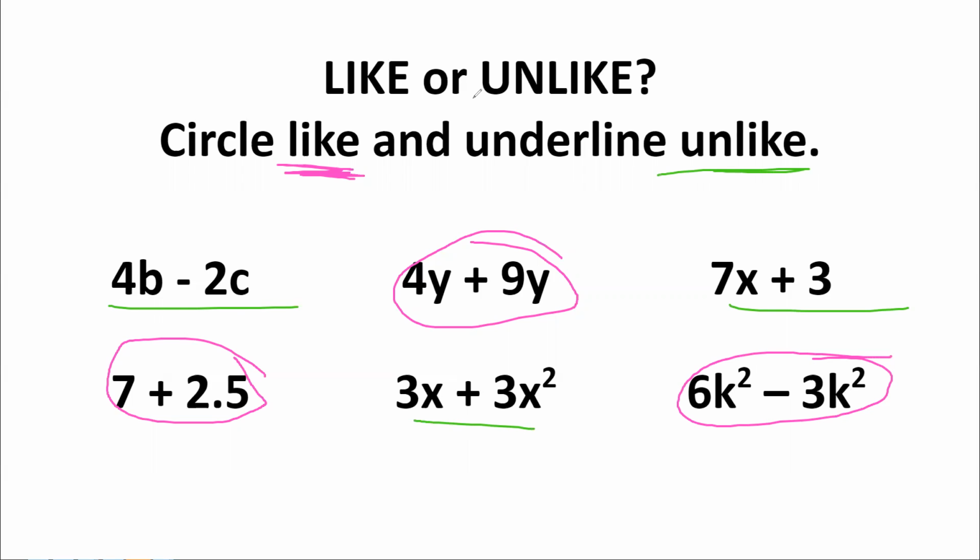And so if you're a family, typically you have the same last name. Not always, but typically that's how it is. And so if B and C don't have the same last name, they are not like. Y and Y, those are the same last names. They are a family. They are like terms.